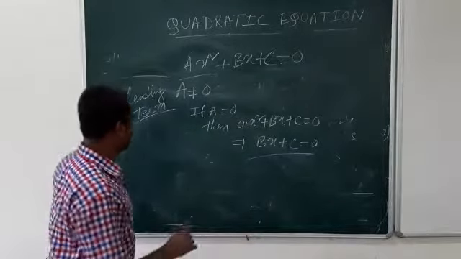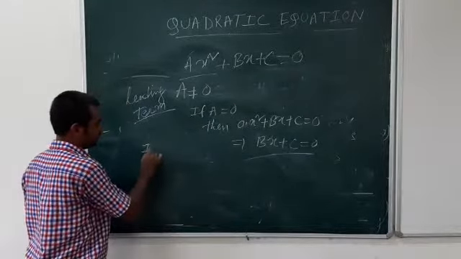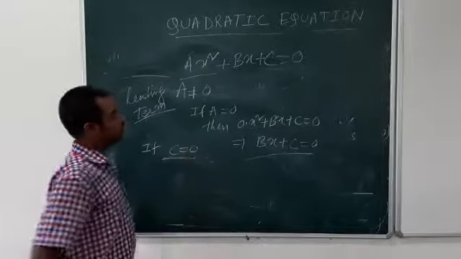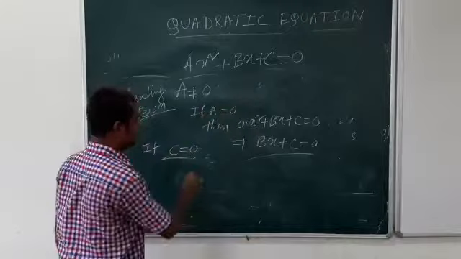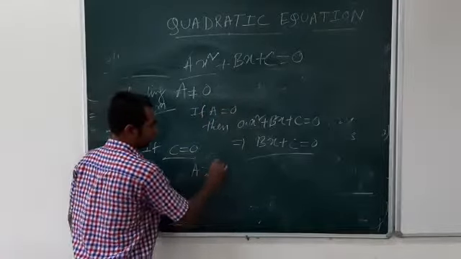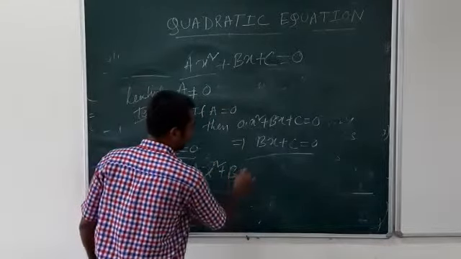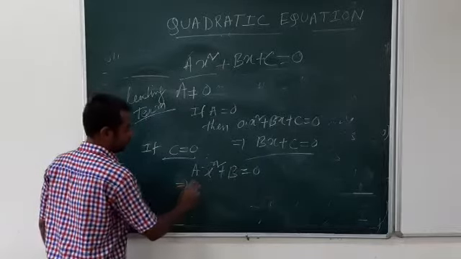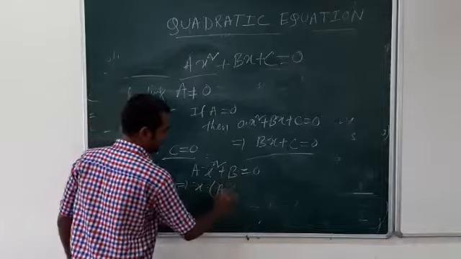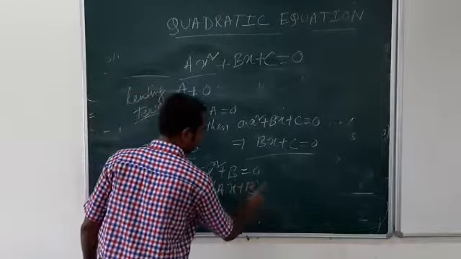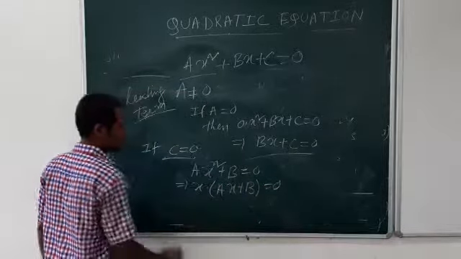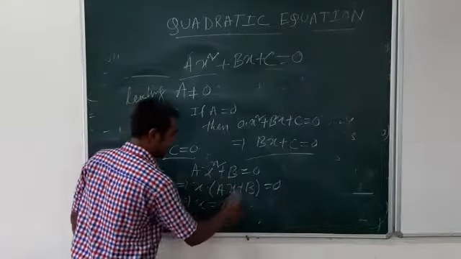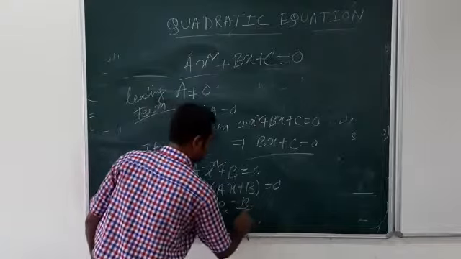Okay. Now, if c equal to 0, then we get ax square plus bx is equal to 0. So from here we get ax plus b is equal to 0. So x equal to 0 and minus b by a.